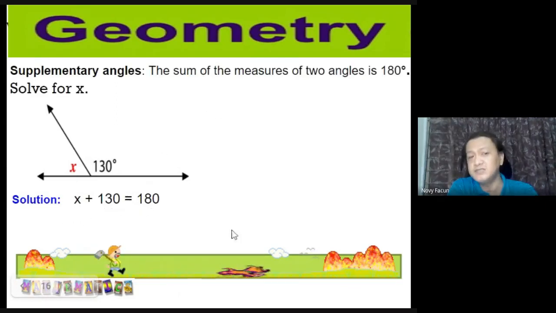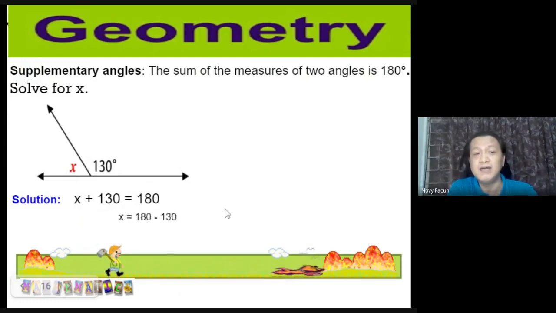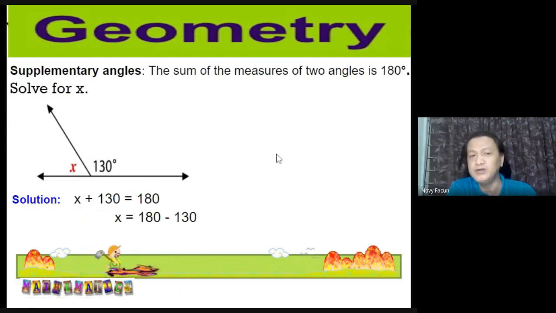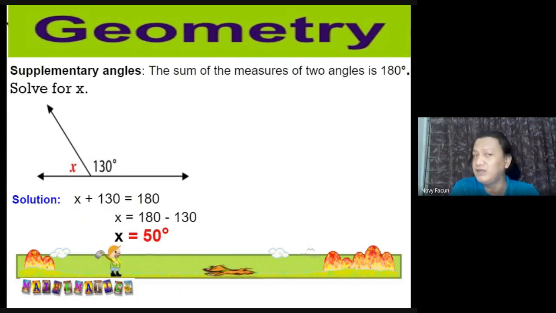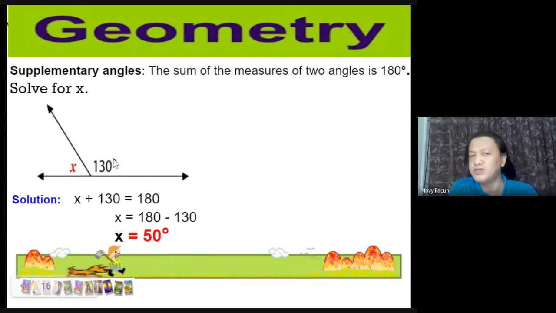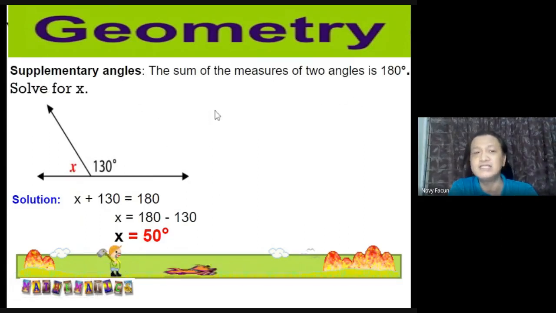And then, transpose mo yung 130 sa kabila or on the right side. That will become minus. Kaya 180 minus 130, that is x equals 50 degrees. Ibig sabihin, yung smaller mo is 50, larger is 130. Pag sinama mo yan, 180 yan. That is the supplementary angles concept.